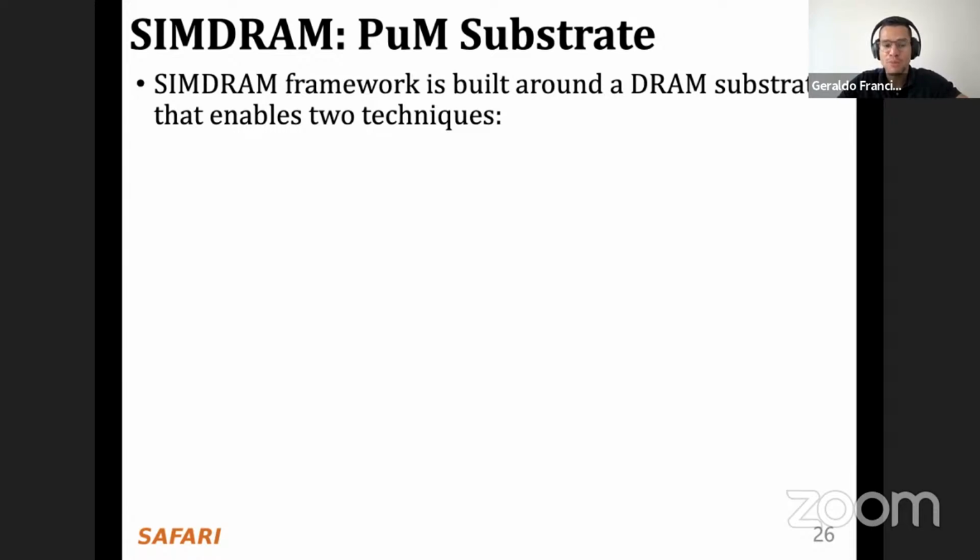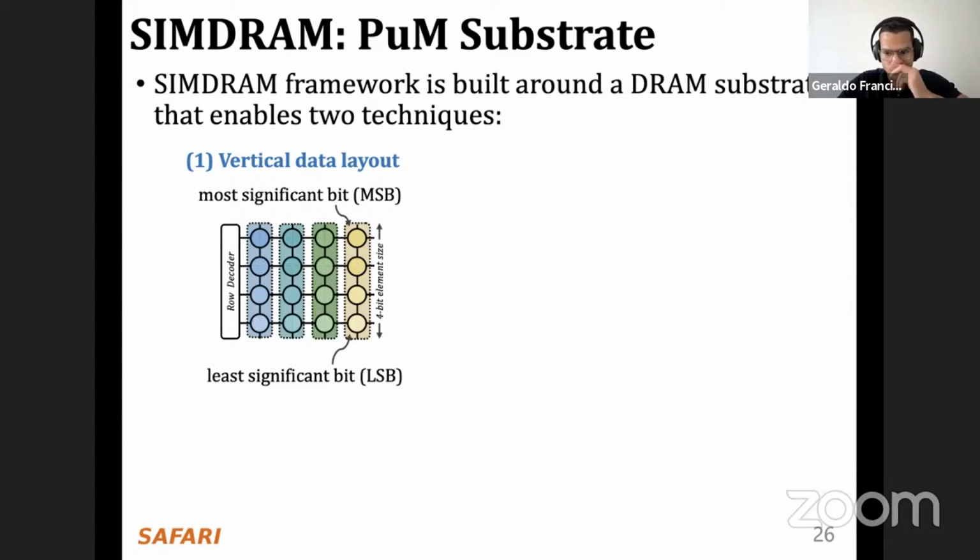So SIMDRAM builds on top of 2 key ideas, or 2 techniques, that have been exploited by prior works, but not combined to provide the framework that we need to enable the adoption of processing using DRAM. Those 2 techniques are, first, using vertical data layout in DRAM. Usually in your DRAM system, your data is laid out in a horizontal data layout. So all the bits of a word are stored in the same word line, in the same row.